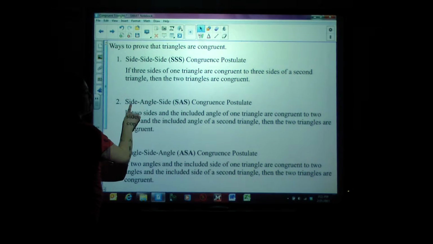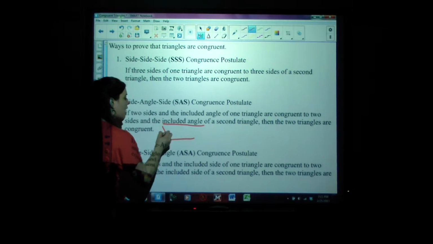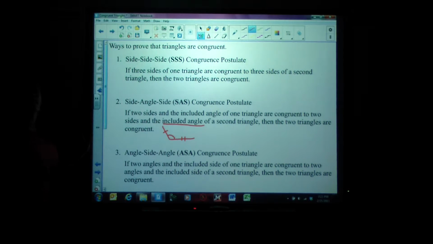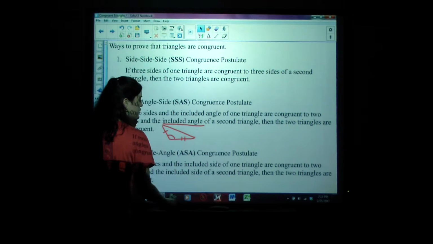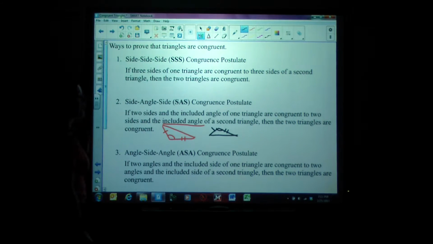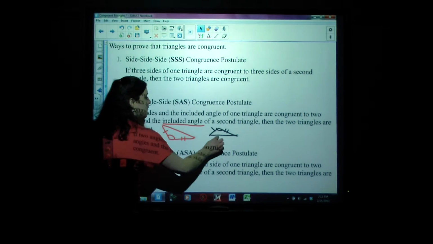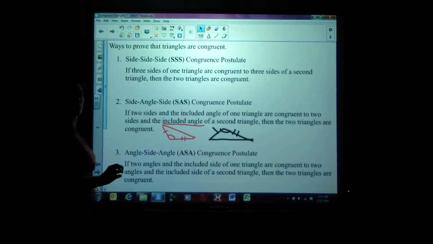Let me be specific here. This has to be 2 sides and an included angle. An included angle means between. So the 2 sides that we're talking about, the angle has to be the one that's created from those sides. It's got to be included. Now, if you know that a side, an included angle, and a side are congruent to another triangle's side, angle, and side, even though that one's flipped around, maybe a little small, but if you know that those things are congruent, you can prove that the triangles are congruent.